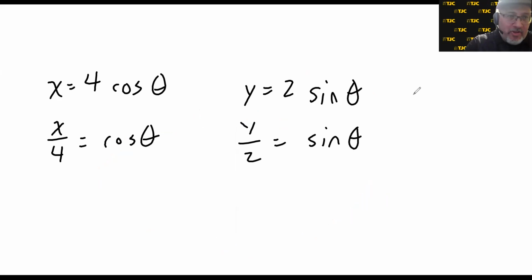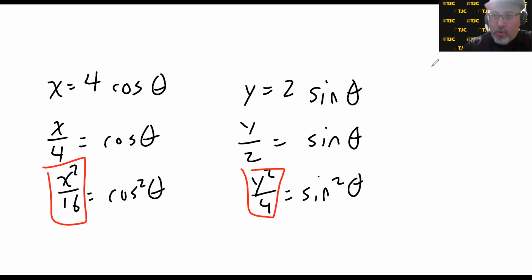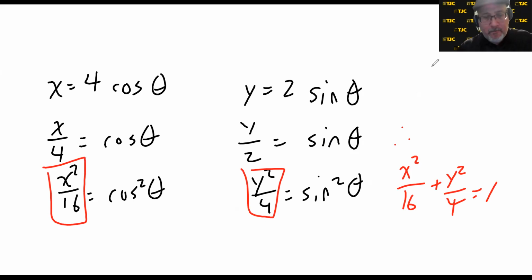Then if I square everything, I get x squared over 16 equals cosine squared theta, y squared over 4 equals sine squared theta. And because sine squared plus cosine squared equals 1, I know that the sum of these has to equal 1. Therefore, our equation is x squared over 16 plus y squared over 4 is equal to 1. And let's verify it all in Desmos.